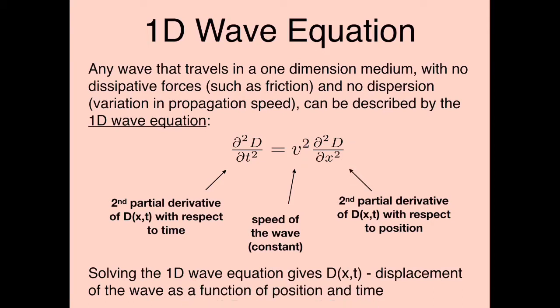If we can solve this equation somehow, then what we'll get out of that is d of x and t. That is the displacement of our wave as a function of position and of time. That's why the 1D wave equation is very important and useful. If you solve it, you can exactly describe what the wave you're looking at is. Now, if you're interested in where this equation comes from, I'm not going to show the derivation in this lecture because it's kind of long, but I'll post the derivation to Canvas so you can take a look at how we arrive at the 1D wave equation.